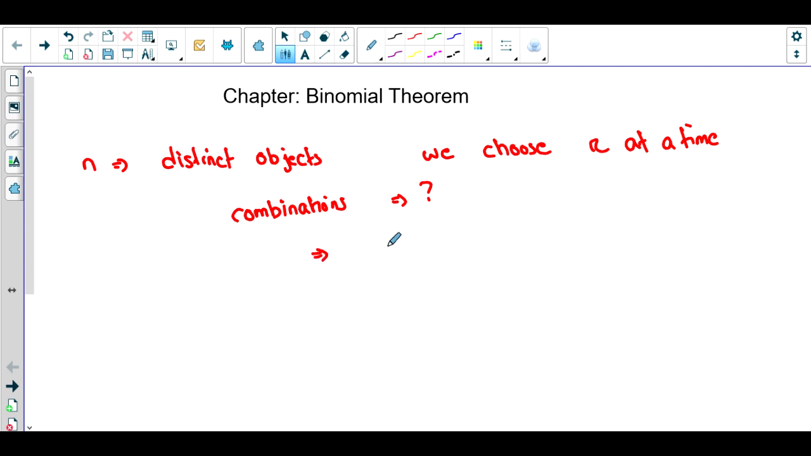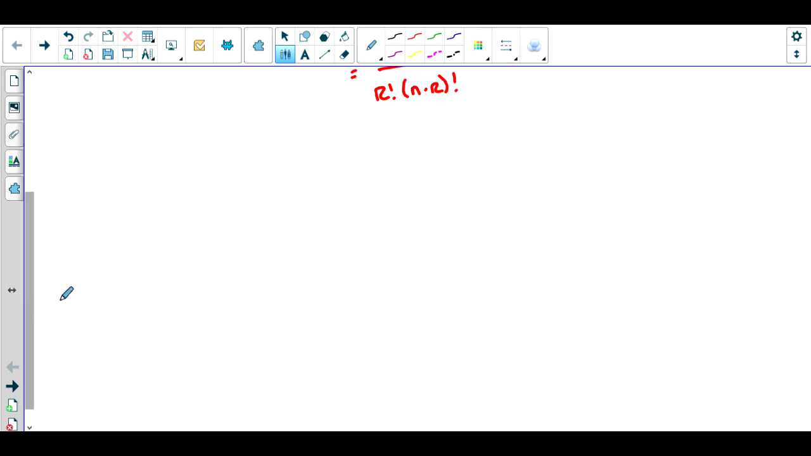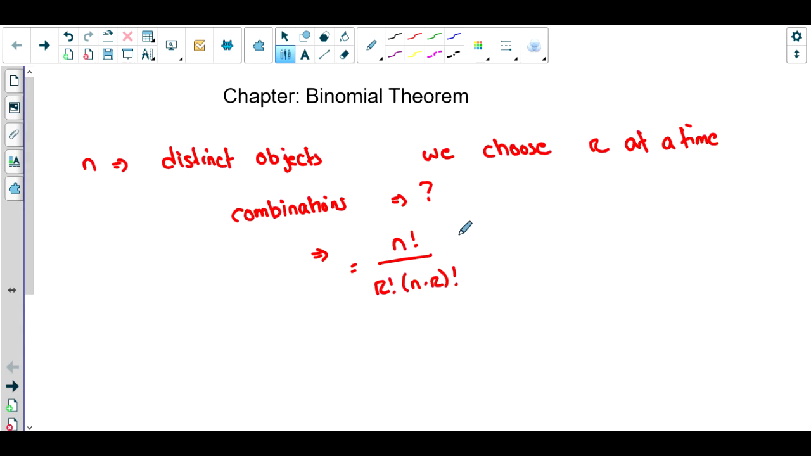We can do that with the formula, which is n factorial over r factorial into n minus r factorial. We can use this formula to make the combinations. This formula is very important because eventually it will lead us to the binomial coefficients, which is very important to understand the binomial theorem. The notations used for this are nCr, also books refer to it as nCr.